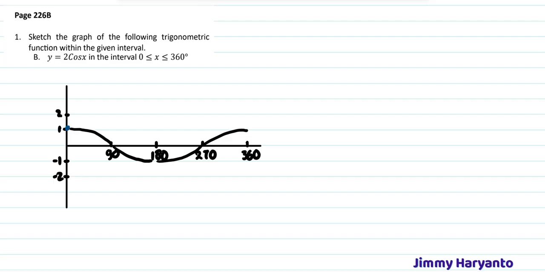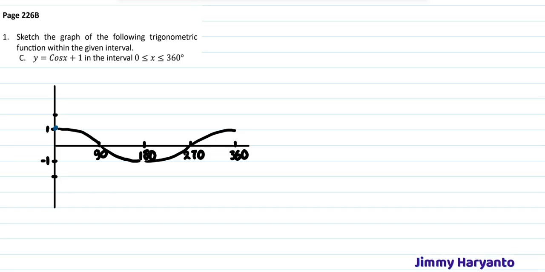For question B, the question gives you 2 cos x. The 2 in front means the amplitude. So instead of 1, the amplitude now is 2, but we don't change the period, so it will be the same for the value of x: 90 first, and then 180, 270, and the last one we go to 360. So this is the 2 cos x.